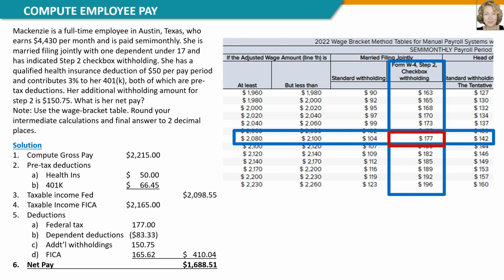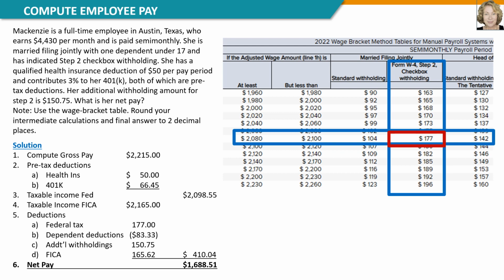But very important, the amount that remains after deducting the dependent deductions cannot be negative. So if the dependent deduction is greater than the tax that you looked up in the table, the net amount is reduced to zero. You'll see that in the next example.